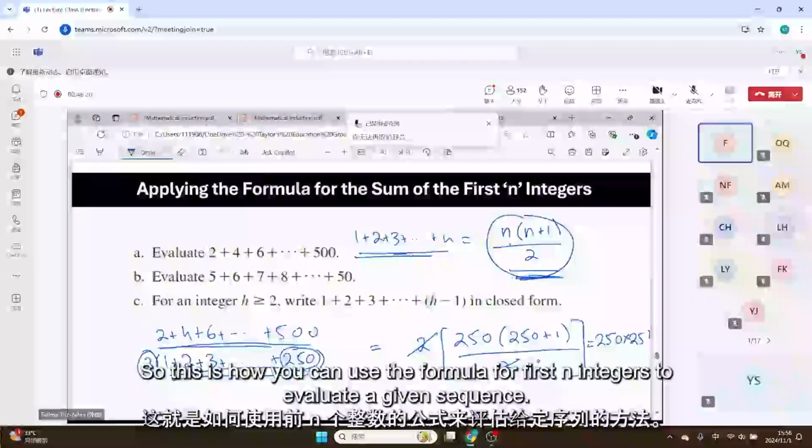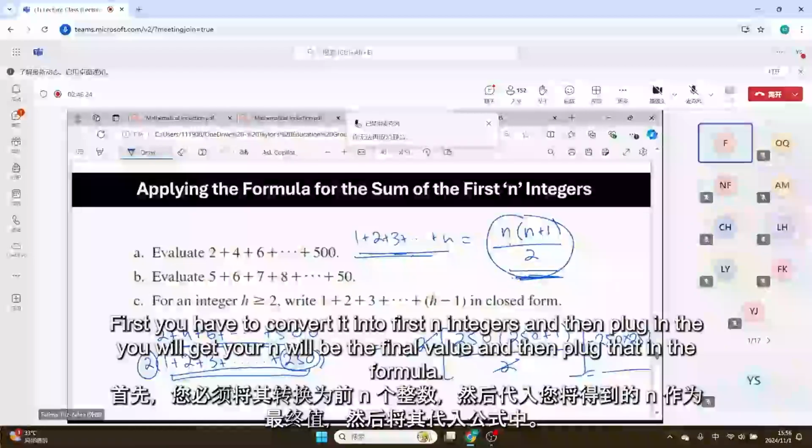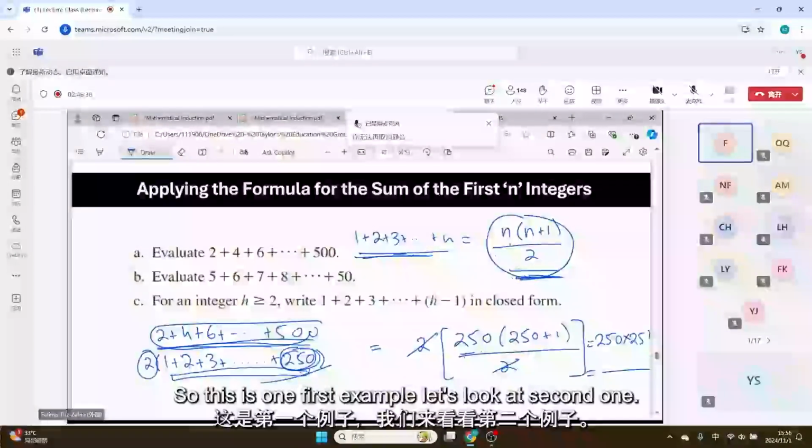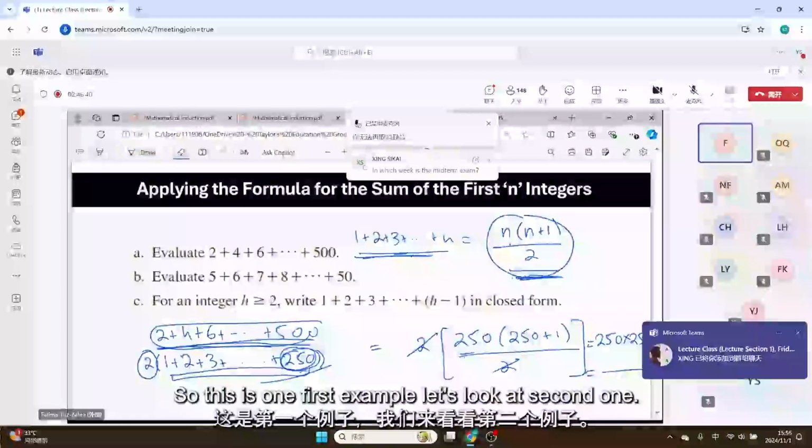So this is how you can use the formula for first n integers to evaluate a given sequence. First you have to convert it into first n integers, and then plug in the value. Your n will be the final value, and then you can plug that into the formula. Okay, so this is the first example. Let's look at the second one.